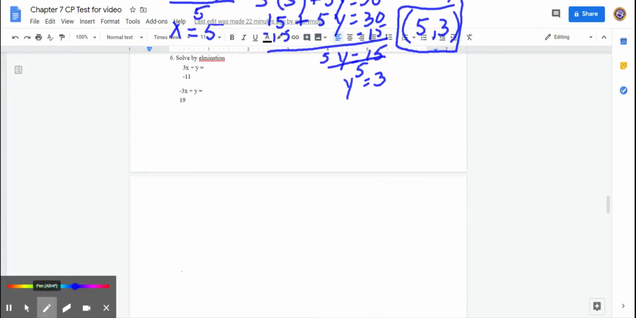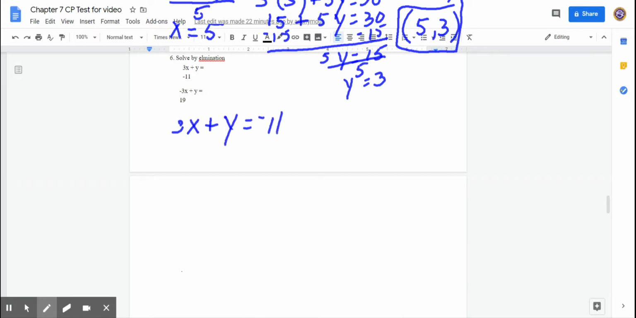Number 6, we have 3x plus y equals negative 11, and we have negative 3x plus y equals 19. Well, the first thing we have to do is choose a variable to be eliminated.